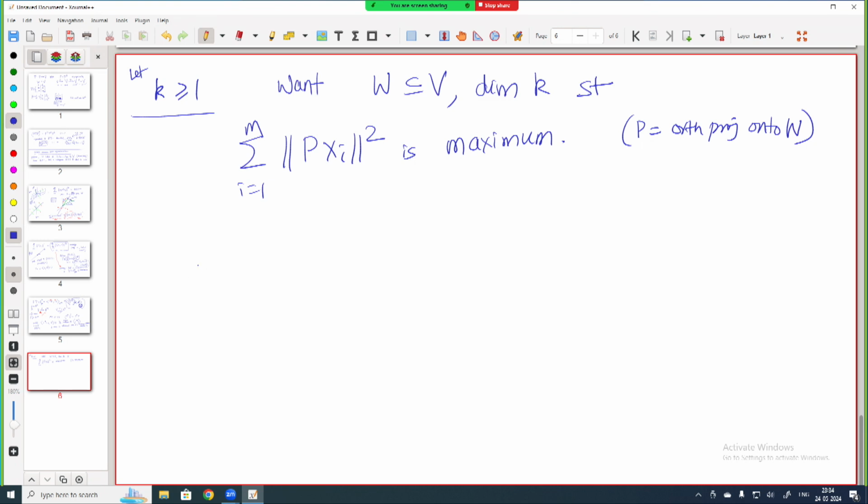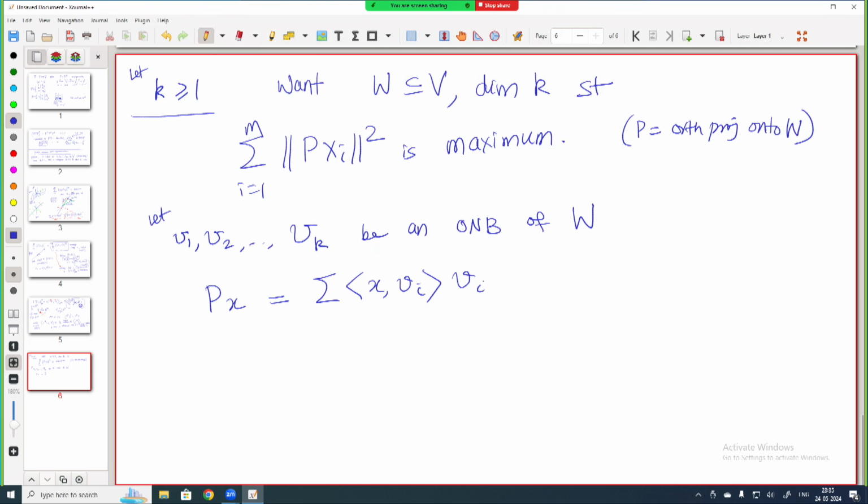Now, how do we write the formula for the projection? Same sort of thing as before. We need to take an orthonormal basis. So, let V1, V2, up to Vk, there are only k elements, be an orthonormal basis of W. Then the projection of any x looks like this: Px equals summation of inner product of x with Vj, times Vj, j goes from 1 to k.